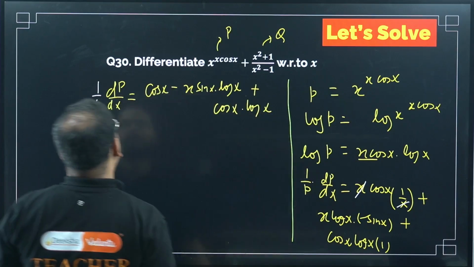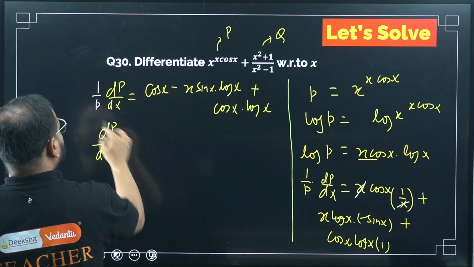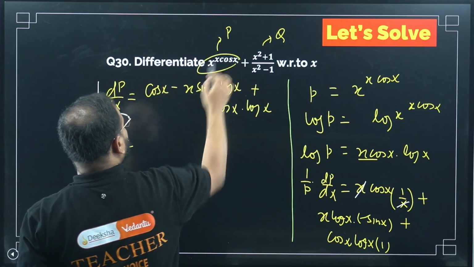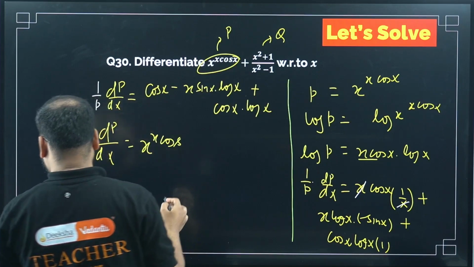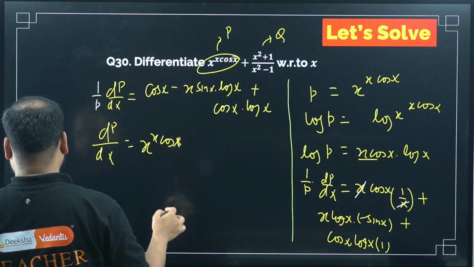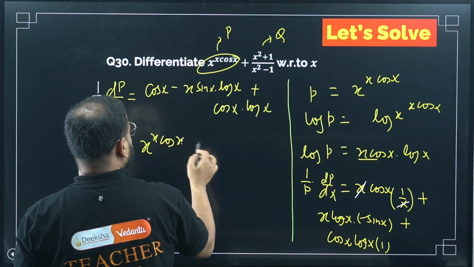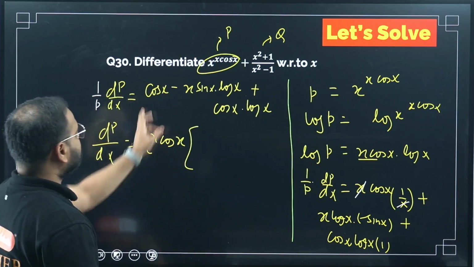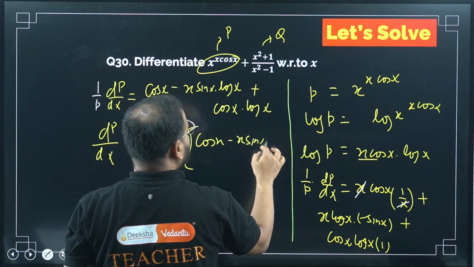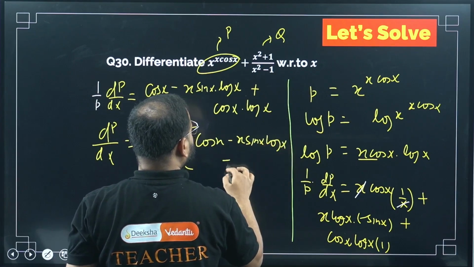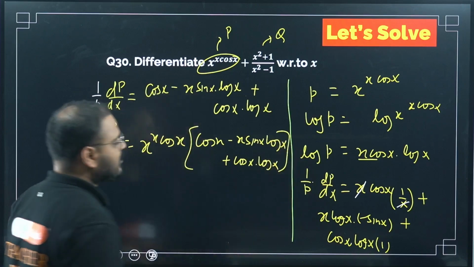Okay. I want dp by dx value. Put it here. dp by dx will be what? Multiply p on the other side. What is p? This value. So x power x cos x, not sine. Please check. Have a little bit of patience. x cos x multiplied with what? This whole bracket. Same thing. So cos x minus x sine x log x plus cos x log x. First part is done. Yes or no? First part is done, right?